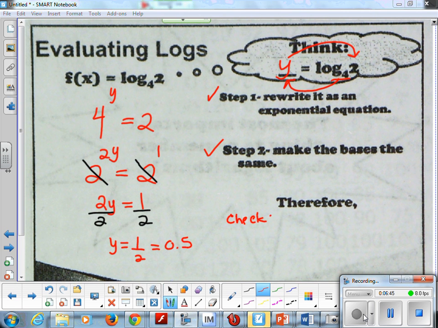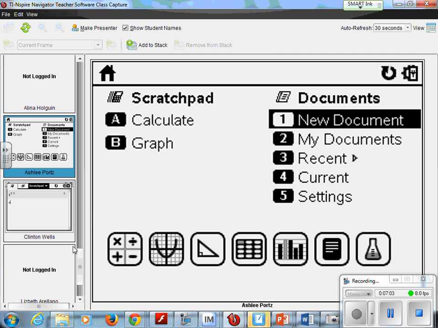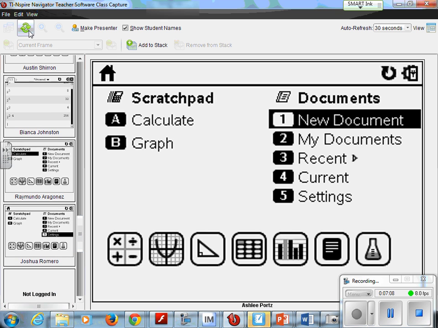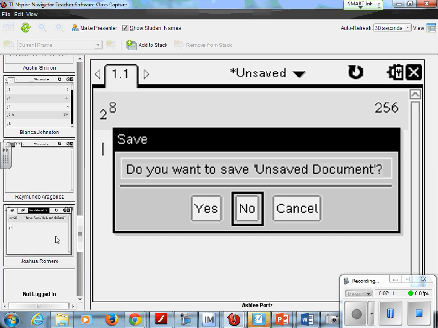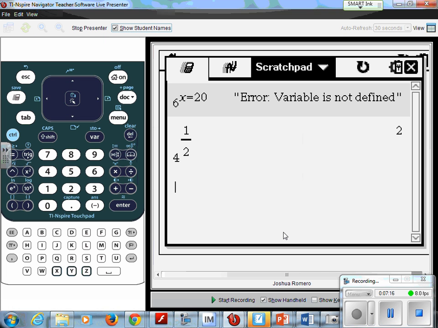Is it true that 4 raised to the power of 1/2 is equal to 2? How do you know that? You're in the calculator, so if I pull up one of your screens, it'll show. Okay, so please do that. Go 4 to the power of 1/2 and see if it's equal to 2. Yes. So 4 to the power of 1/2 is equal to 2. Okay, that's how you're going to check your answers.